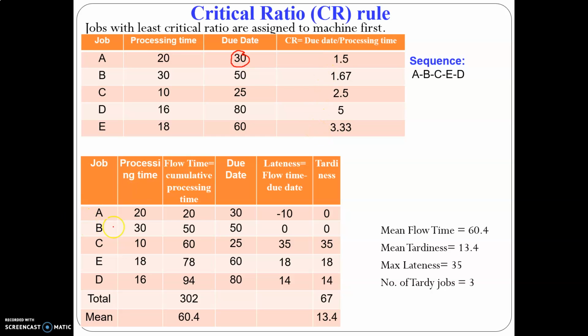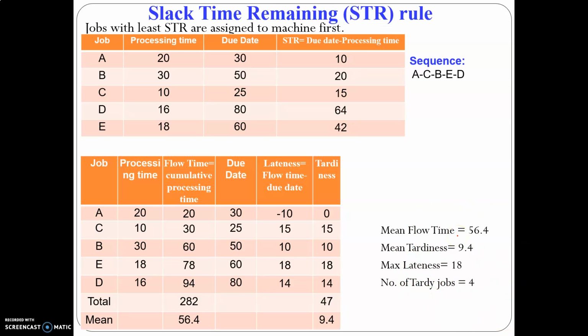So the order will be A, B, C, E followed by D. Okay. Later, the same steps: I will be writing down the corresponding processing time and the due time. Then I will be finding out the cumulative flow time. Then I will be finding out the lateness, tardiness, and finally the mean flow time. Okay. The last rule is slack time remaining.